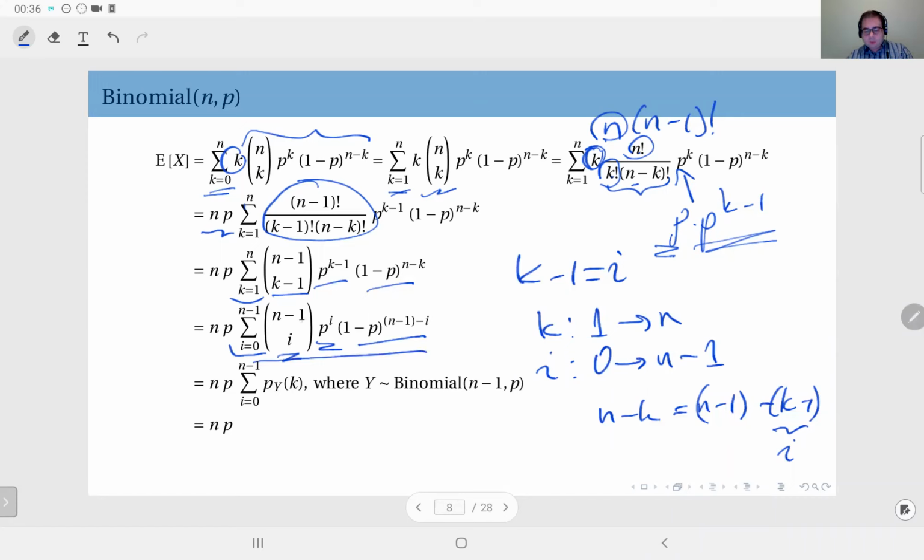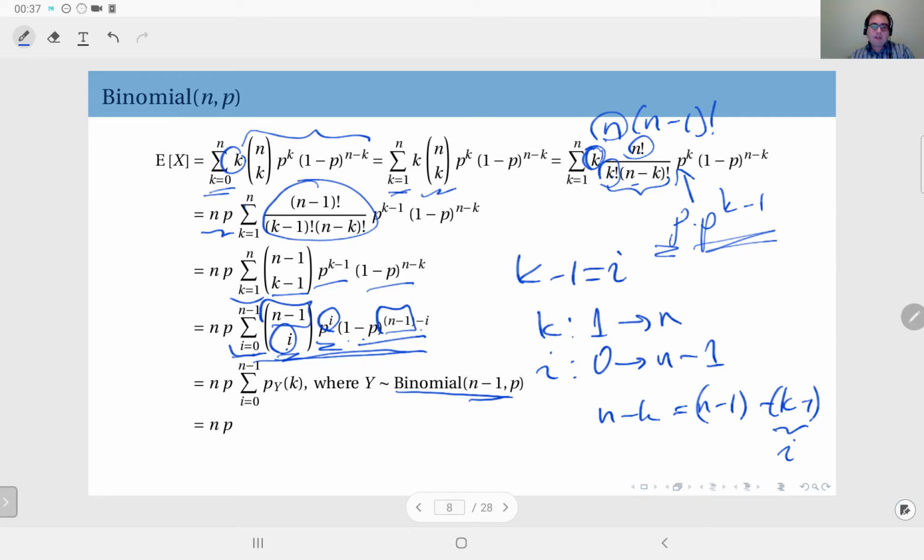N minus 1 choose i, p to the power i, 1 minus p to the power n minus 1 minus i. This is the PMF of a binomial with the parameters not n and p, but with n minus 1 and p. It's the number of successes in n minus 1 independent Bernoulli p trials. And I sum this PMF from i equals 0 to n minus 1.